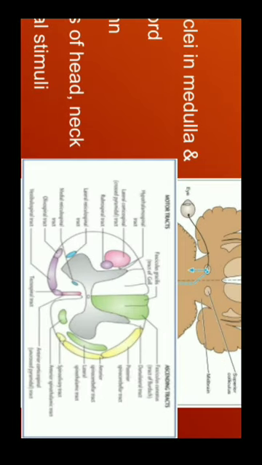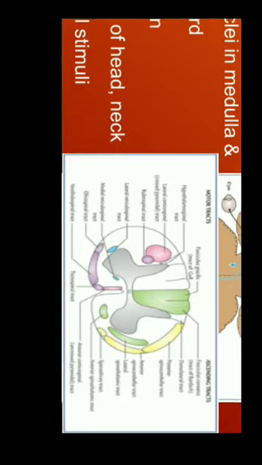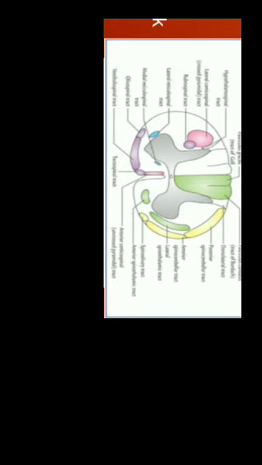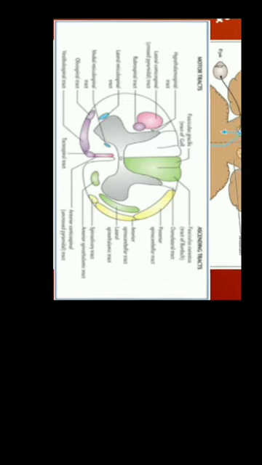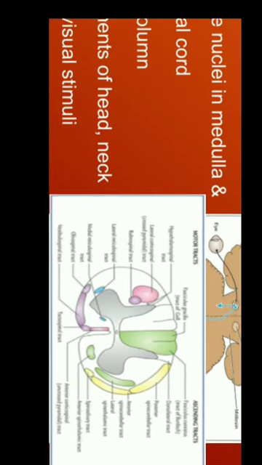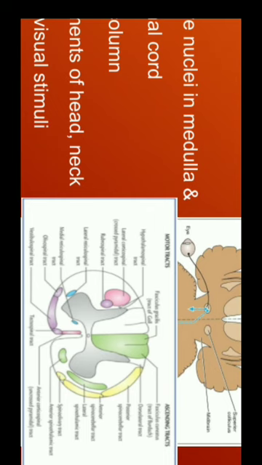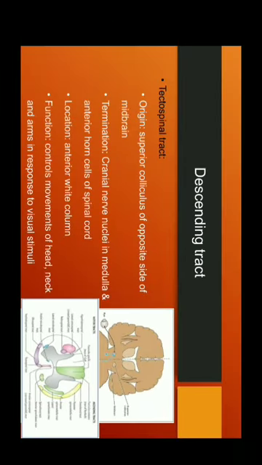So again, the violet colored structure you can see along the anterior median fissure, right here, just beneath this, is the tectospinal tract. The function of it is it controls the movement of head, neck and arm in response to the visual stimuli.